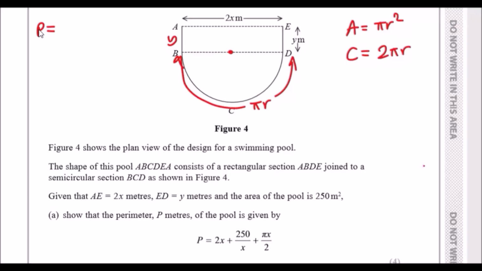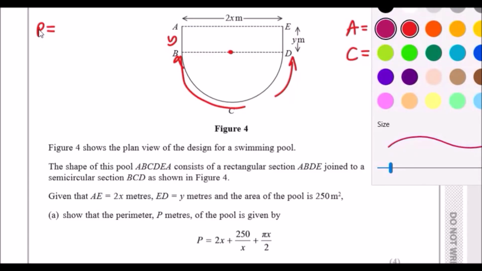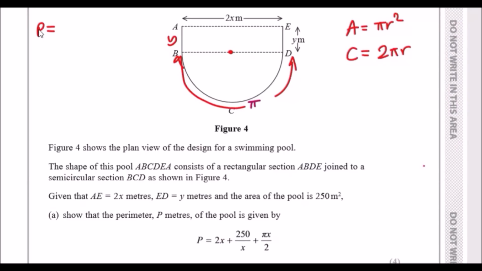So we can update pi r as being pi x, since the radius value is x. Okay, so that's the value right here. So now we've got everything. So we can say that the perimeter is going to be 2x plus y, which is 2x and 2y, plus pi x. And that's it.